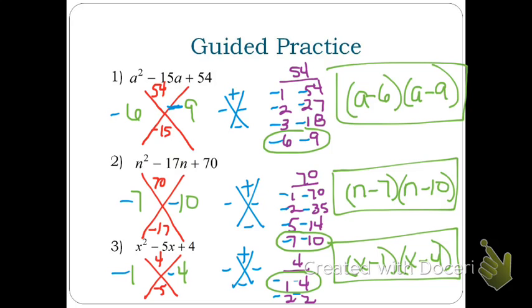Okay, here are your answers. You can push pause until you are done checking all your work. All of these were examples of when you have a positive over a negative, or when your C value is positive and your B value is negative.